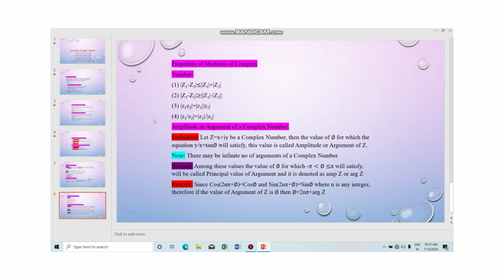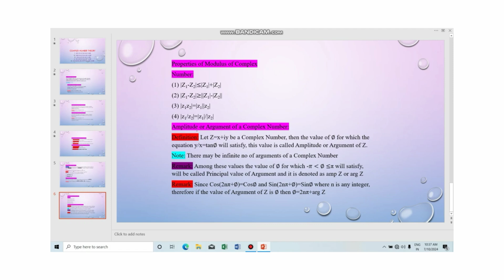Now, properties of modulus of complex numbers. Mod of z1 plus z2 is less than or equal to mod z1 plus mod z2. Mod z1 minus z2 is greater than or equal to mod of mod z1 minus mod z2. Mod of z1 into z2 equals mod z1 into mod z2. Mod of z1 by z2 equals mod z1 by mod z2.